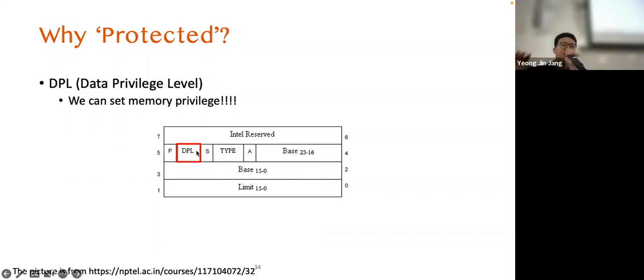So I told you that there is a list of tables, and the segment register will select from that. And then from that table, the CPU will honor the data privilege level and the others when accessing the memory. Right now you are not clear about the data privilege level, but when we get to the lab 2 part, which is the next lecture and the lectures in the coming weeks, you will be more clear about how we protect the memory with these flags.